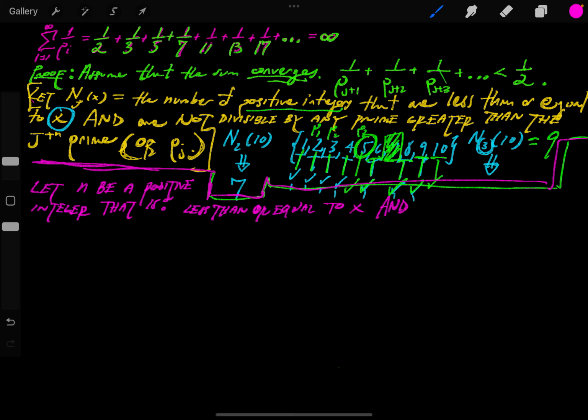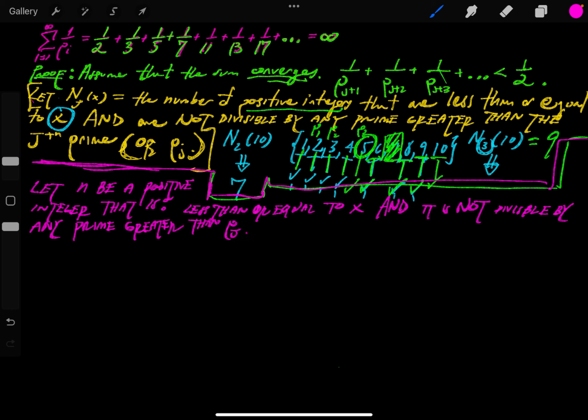and it is not divisible by any prime greater than p sub j. Okay, now this is just some n in this count n sub j of x. This is any n that is in that count of n sub j of x.